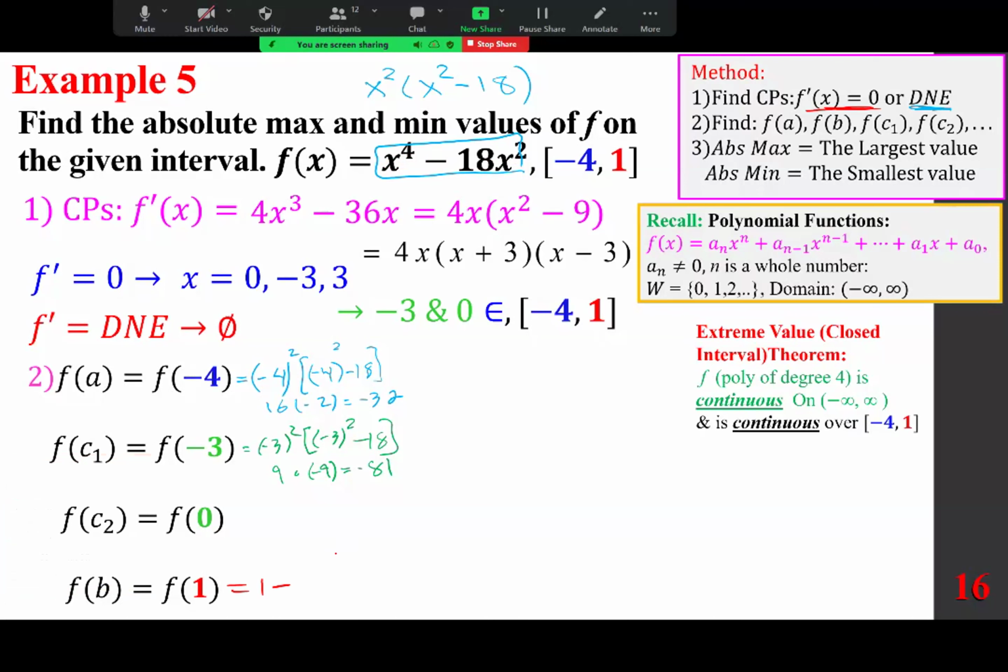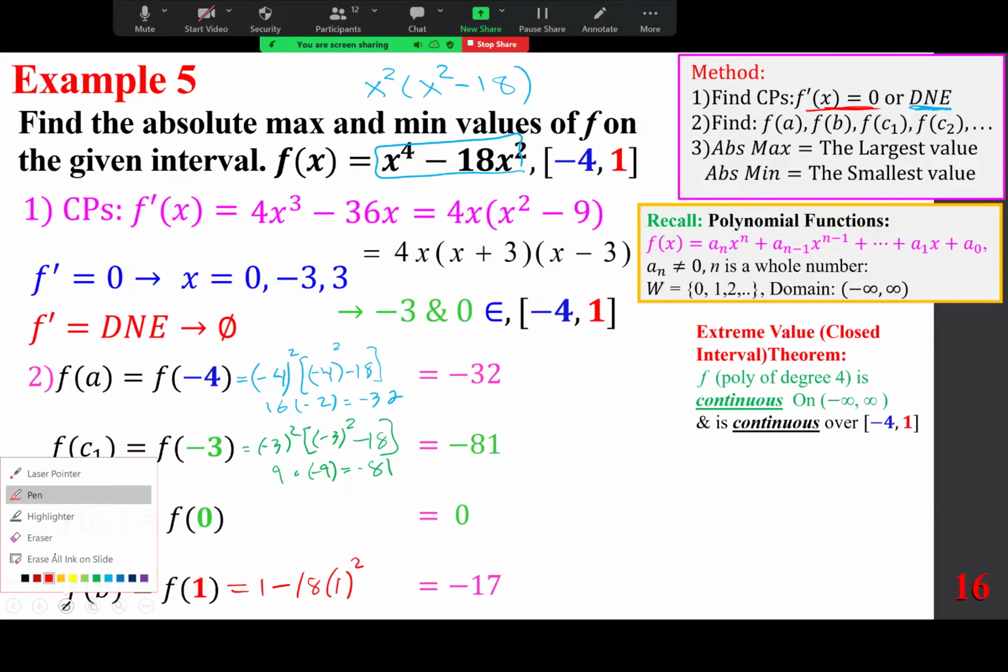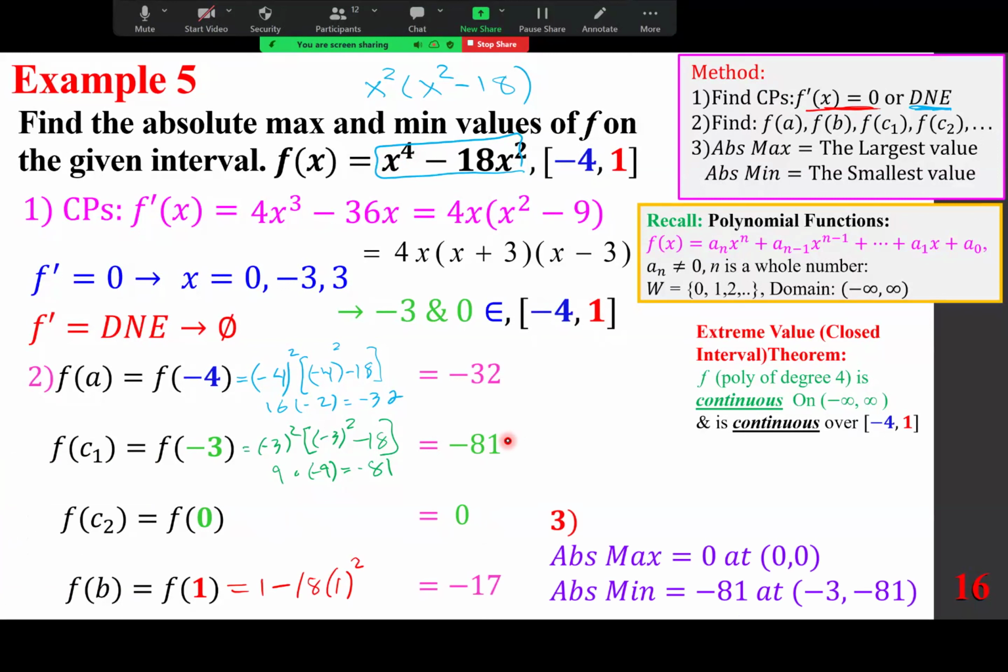Minus 18 times 1 squared is 1. So that's minus 17. So these are the values. And therefore, all of them are negative except 0. Therefore, this is the absolute max at this pair. This is the absolute min at this pair. So we write absolute max equals 0 at the pair of 0, 0, and absolute min is equal to minus 81 at this pair. And we are done.